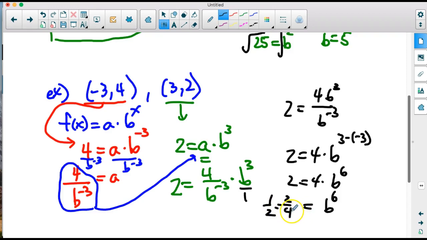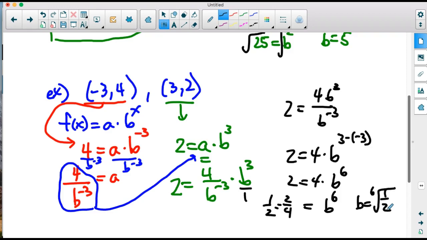So the 6th root of that, so b equals the 6th root of 1/2. All right, so that's not a nice number, but we're going to use that as b. What we're going to need to do is figure out what the number is that's our a value.